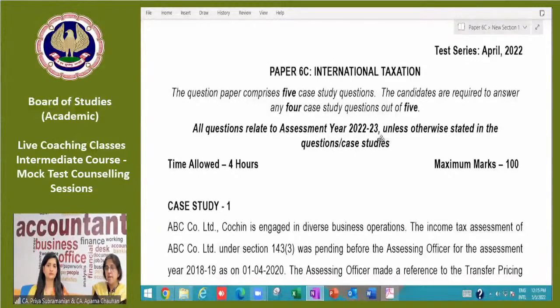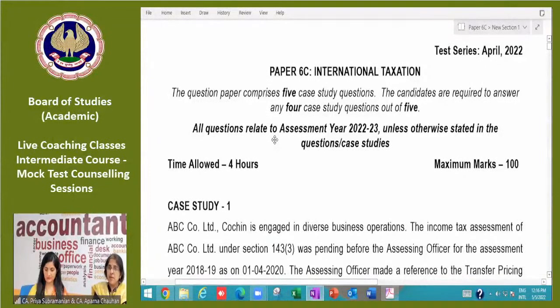I'm Priya Subramanian. I am Aparna Chauhan. And we will be taking you through the case studies. First, we'll give you the general things which you have to keep in mind for attempting this particular paper. And then we'll take you through the case studies in the mock test paper as to how you have to approach those case studies.